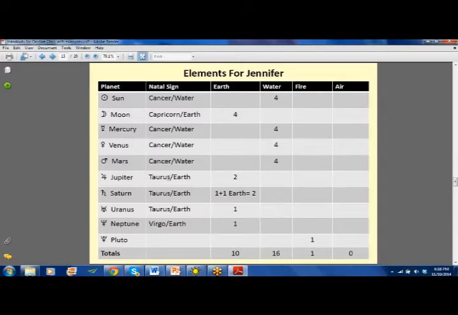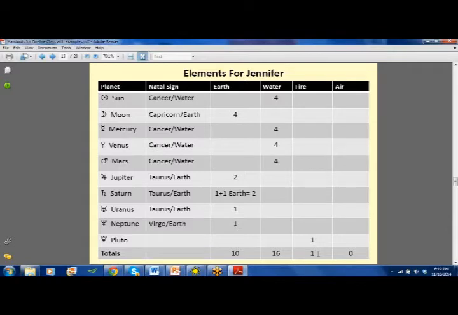And then Jupiter is in Taurus, which is Earth, so we give her 2 points for Earth. Saturn is in Taurus, also Earth. Saturn is connected to Earth. It's most resonant with Capricorn. So we add a point for it being in an Earth sign, so she gets 2 points for that. Uranus is in Taurus, Earth, so 1 point for that. Neptune is in Virgo, Earth, so she gets 1 point for that. And Pluto is in Fire, 1 point for that.